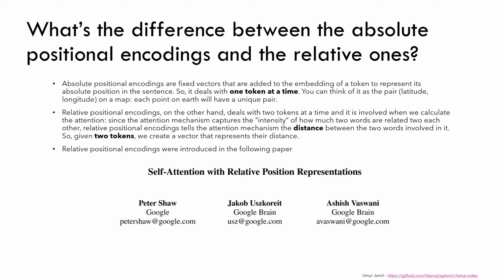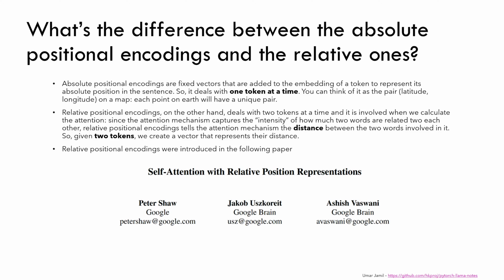Relative positional encodings, on the other hand, deal with two tokens at a time, and they are involved when we calculate the attention. Since the attention mechanism captures the intensity of how much two words are related to each other, relative positional encodings tell the attention mechanism the distance between the two words involved. So, given two tokens, we create a vector that represents their distance. This is why it's called relative, because it's relative to the distance between two tokens.